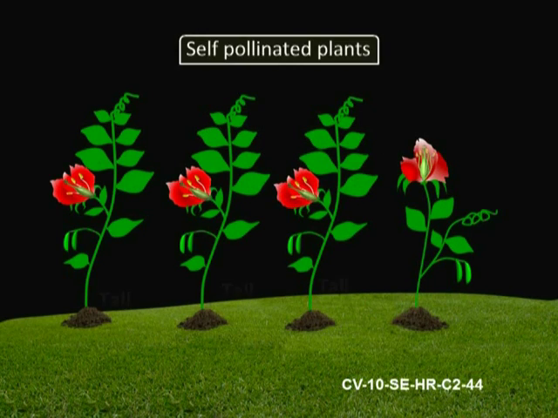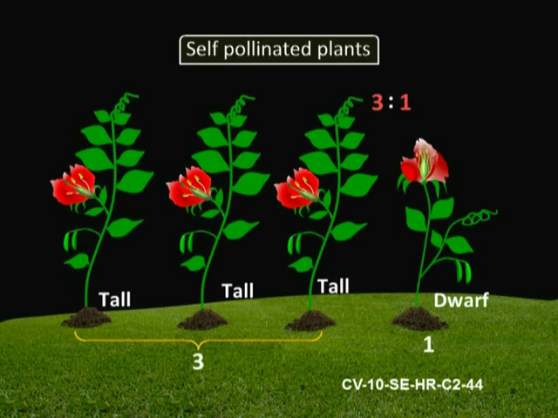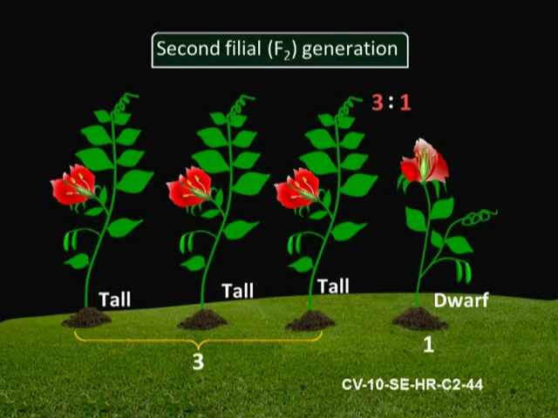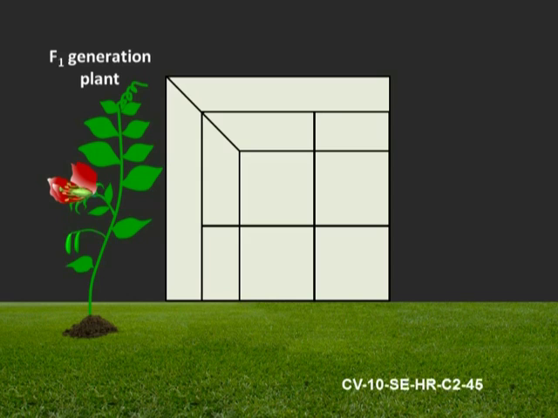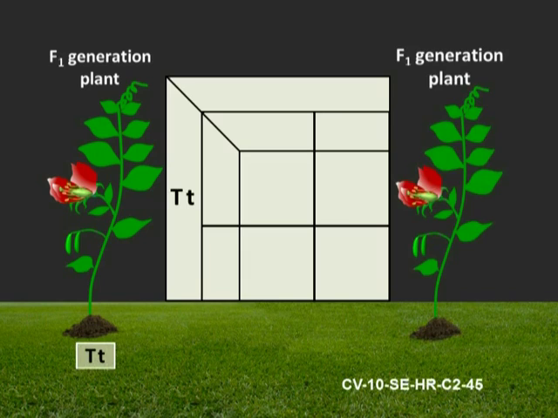He found a mixture of tall and dwarf plants in the ratio 3:1. He called this the second filial generation or F2 generation. Let's see how self-pollination takes place using the Punnett square. In F1 plants, capital T small t, the gametes are capital T and small t.